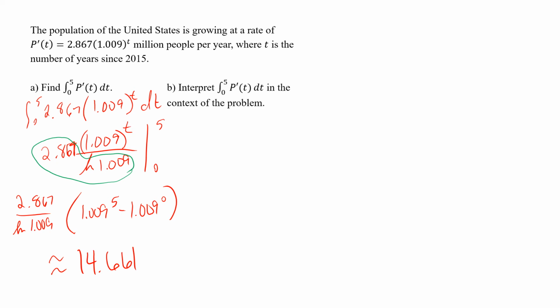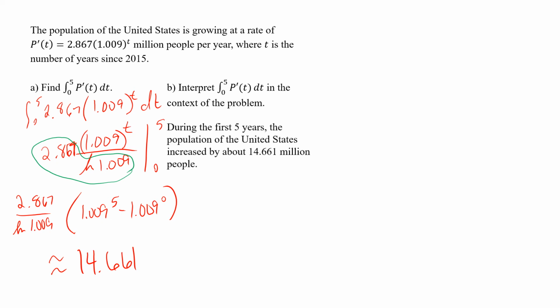Second part of the question, interpret it in the context of the problem. That would be the growth of the population over those 5 years, from 2015 to 2020, because that's 5 years. That is the growth. It does not tell you the full population, but it tells you that it grew by that much. That's the issue with the whole plus C disappearing. We don't have that actual value. We just have the change in that value.